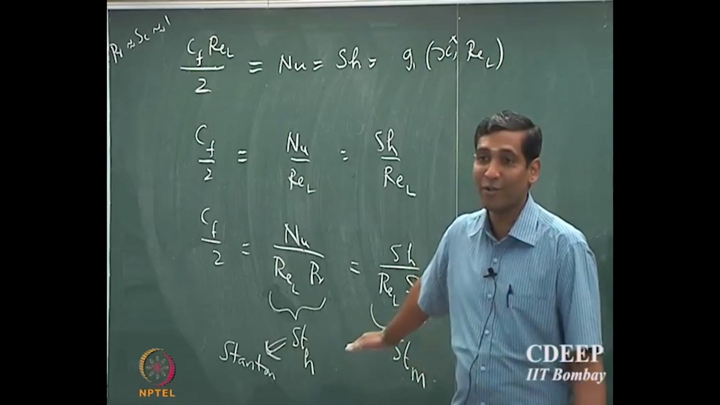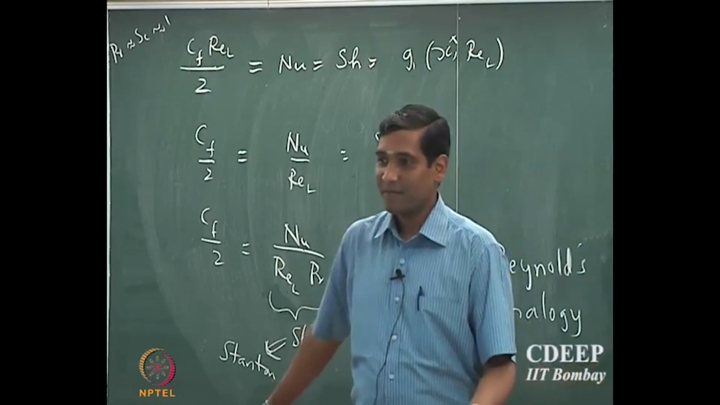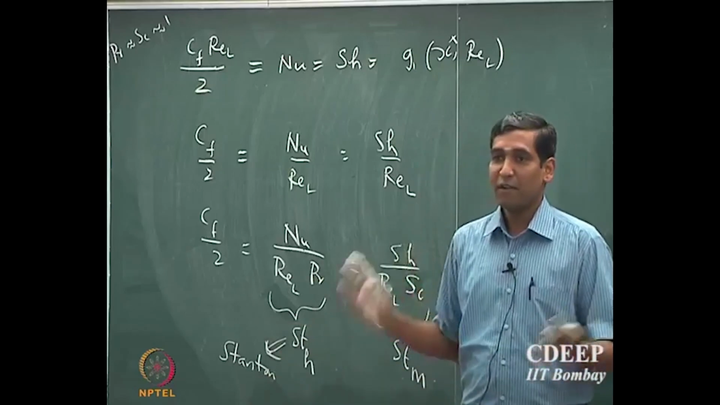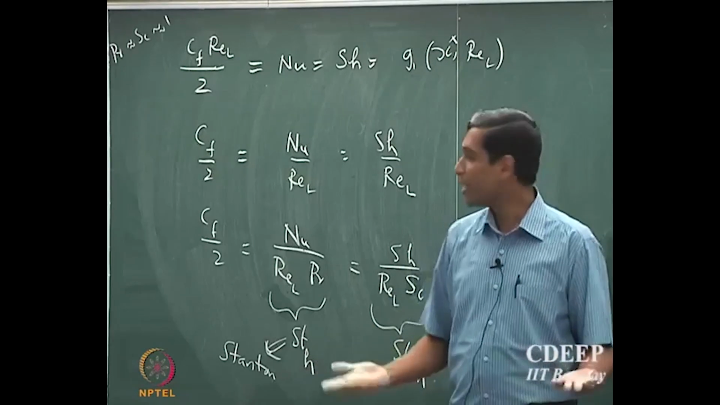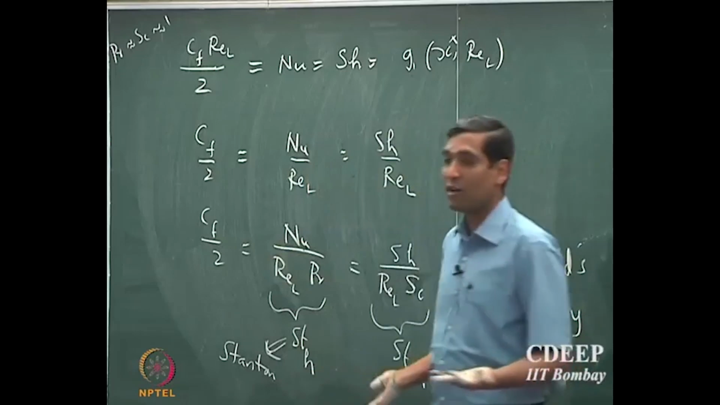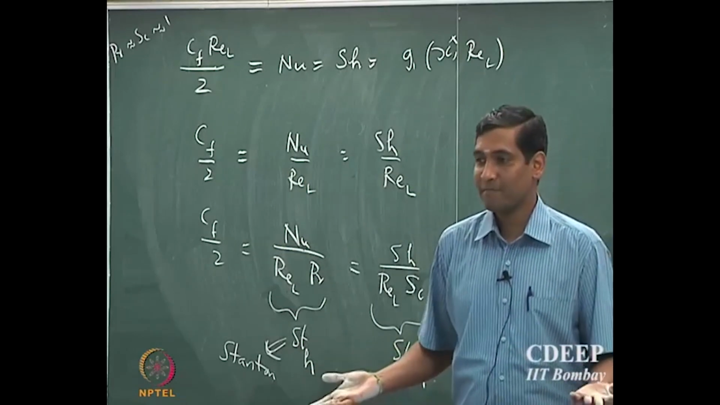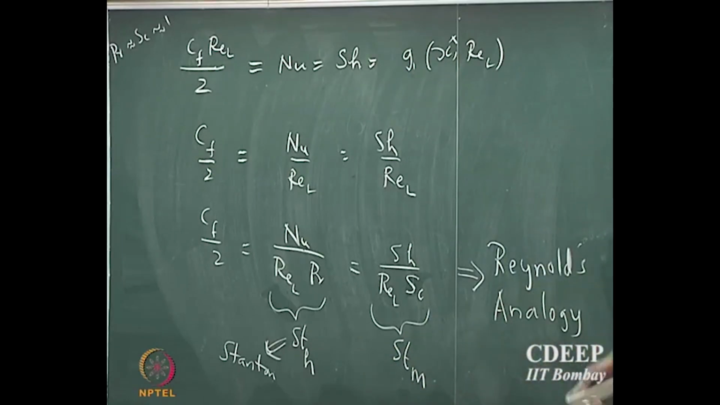Remember, we haven't solved the equations yet. We have not even solved the equations. Without solving all of these 3 equations, if you know one of them, if you are able to even experimentally measure either of these 3 quantities, you are done. The others come for free. So, that is a very powerful method. In fact, that is the power of these analogies.